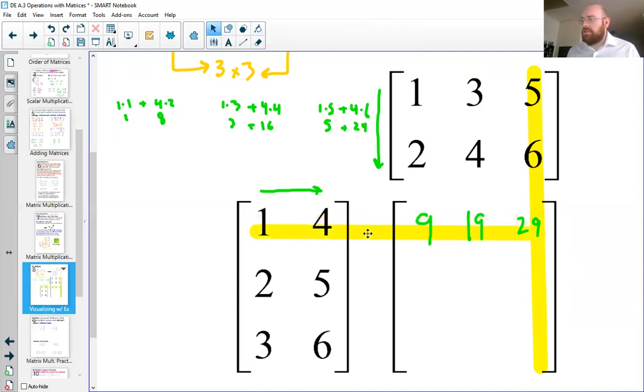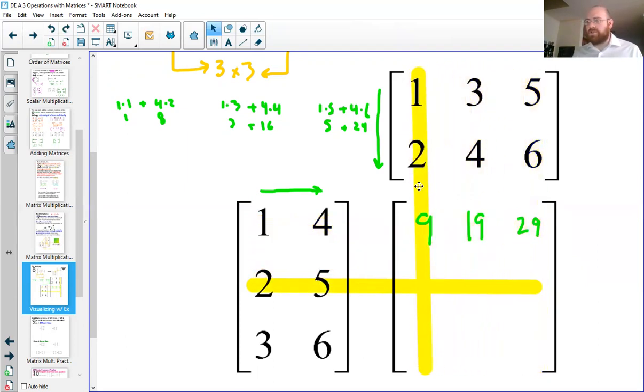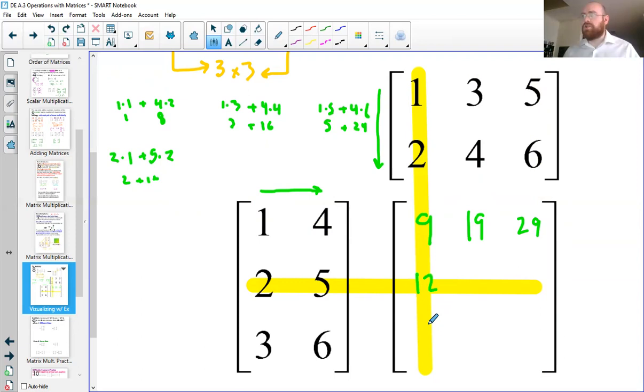Now we can slide down to the second row. I'm going to reset my column back to the first column. And as we go through this, we will continue to see the same pattern. So notice that our first numbers are now 2 and 5. So we'll have 2 times 1 plus 5 times 2. And this would give us 2 plus 10, and 12 goes into our matrix.